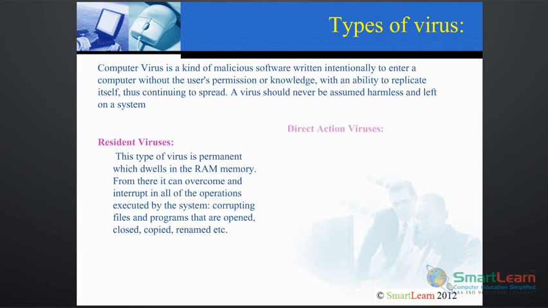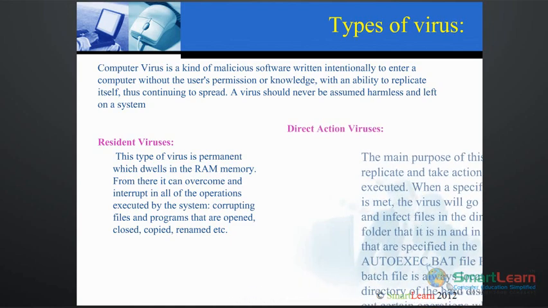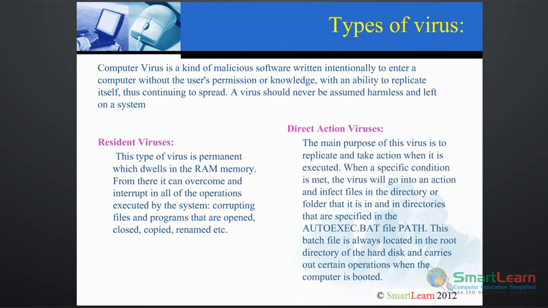Direct action viruses. The main purpose of this virus is to replicate and take action when it is executed. When a specific condition is met, the virus will go into action and infect files in the directory or folder that it is in and in directories that are specified in the autoexec.bat file path. This batch file is always located in the root directory of the hard disk and carries out certain operations when the computer is booted.